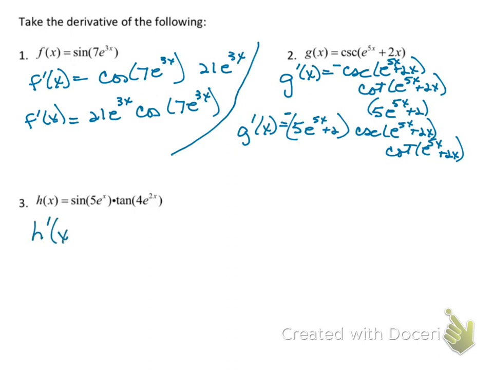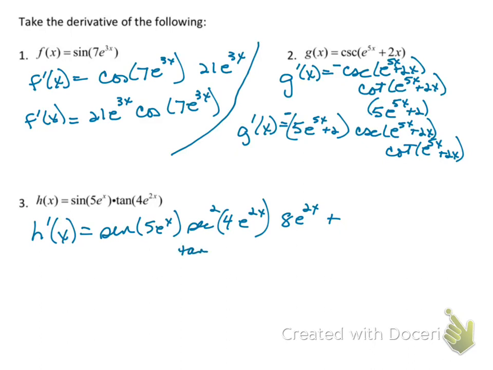Okay, h prime of x equals, so I have sine 5e to the x, d right: secant squared 4e to the 2x times the derivative of the angle, and that's going to be 8e to the 2x. So that's left d right, plus right, so that's going to be tan of 4e to the 2x, d left, so that's cosine of 5e to the x times 5e to the x.